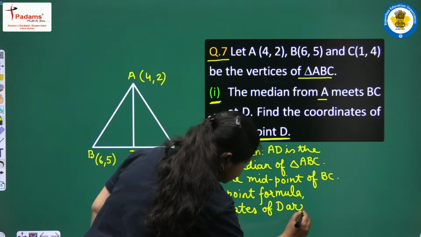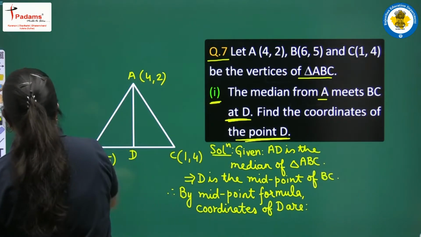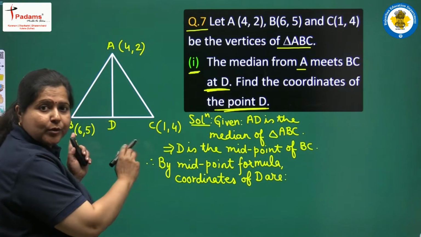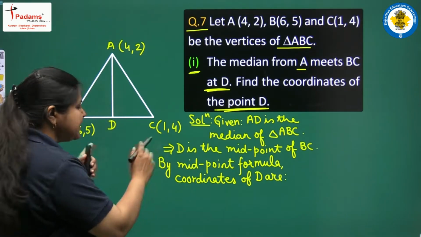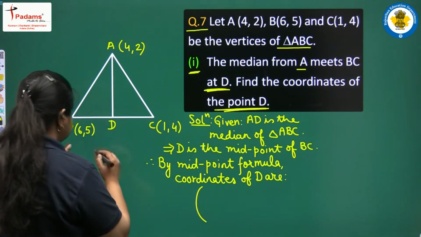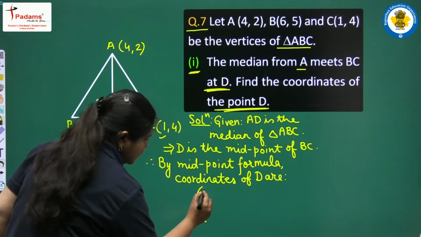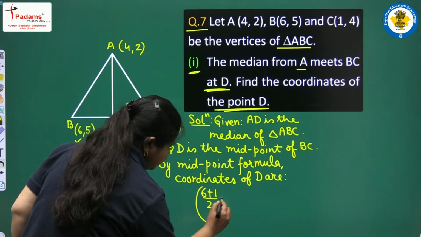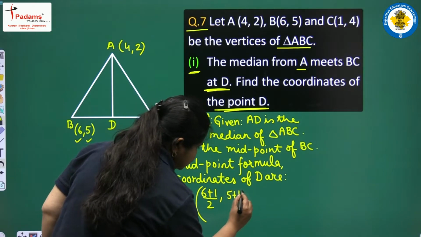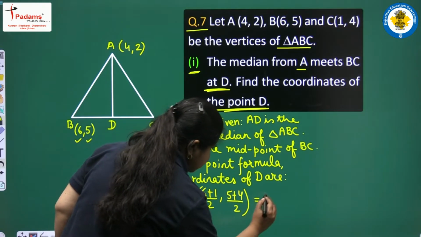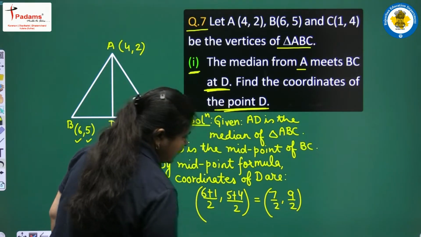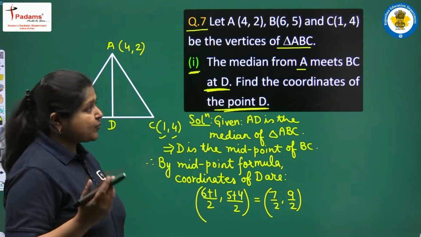are, let us write down these coordinates. How to write them? Add up the x coordinates on both sides and divide by 2. Add up the y coordinates on both sides and divide by 2. तो देखिए क्या हो जाएगा यहाँ से, 6 plus 1 upon 2, 5 plus 4 upon 2. This is nothing but 7/2 and 9/2. Got it? Next we have one more part in this question.